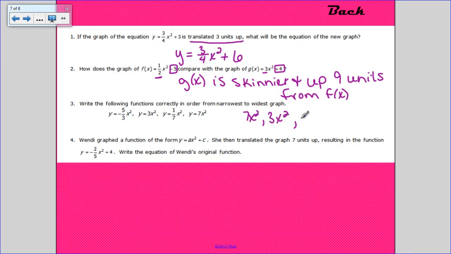The next biggest one is going to be the 3x squared, because it's the other whole number. Then we deal with the fractions, and you're going to have to ask yourself, what's bigger, 5/3 or 1/7? And I know that this has a negative in front of it, but remember, the negative does not affect the width. It only is going to affect the reflection, and we don't care if it's reflected or not. We just want to know which one's wider, 5/3 or 1/7.